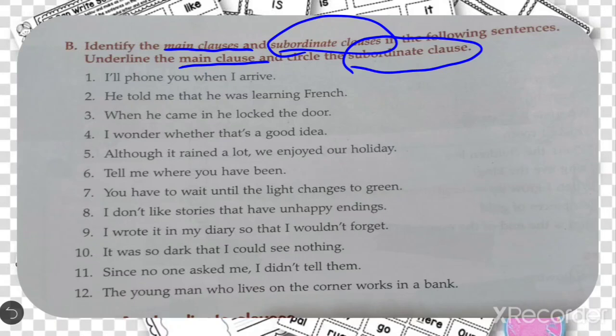Now look here. We know that a subordinate clause depends on another clause. I will phone you is free. When I arrive depends on this. That is, when I arrive, at that time I call you.